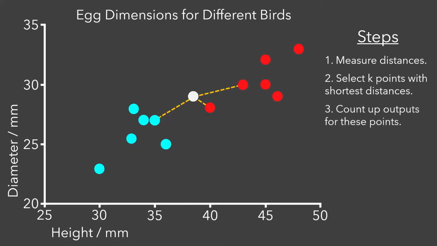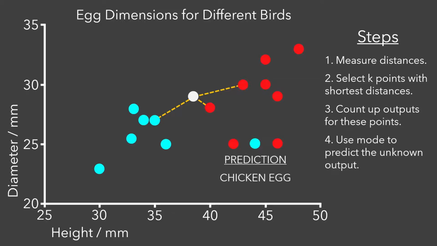So now we just count up the outputs for these points, and we can see there's 2 chicken and 1 quail, and it's very obvious what we're going to do next. We use the mode function, and mode just gives the most common value in a list or in an array. So we use mode to predict the unknown output, and of course it's going to predict that this value's a chicken, or a chicken egg.